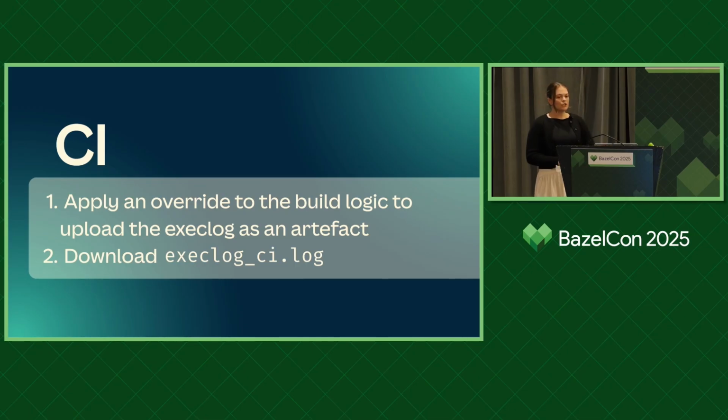Rush mentioned that she was getting a cache hit in CI. So the first thing we'll do is reproduce that build and capture its execution log. To do that, we temporarily override our CI build logic to upload the exec log as an artifact. Then we can download execlog ci.log.